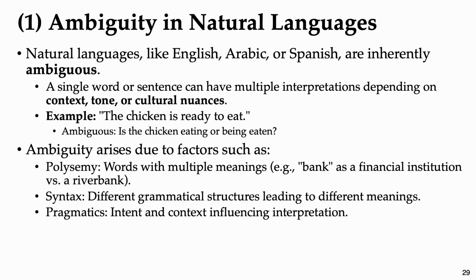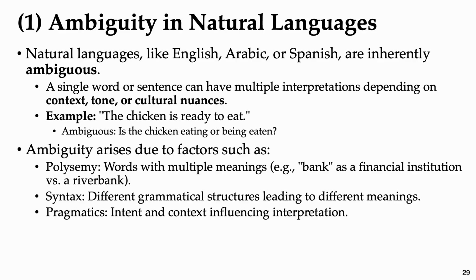Ambiguity in natural languages. Natural languages like English, Arabic, and Spanish are inherently ambiguous. A single word or sentence can have multiple interpretations depending on the context and tone. For example, "The chicken is ready to eat." Are you going to eat the chicken, or is the chicken going to eat? So this is a kind of confusion. It's ambiguous in that sense.